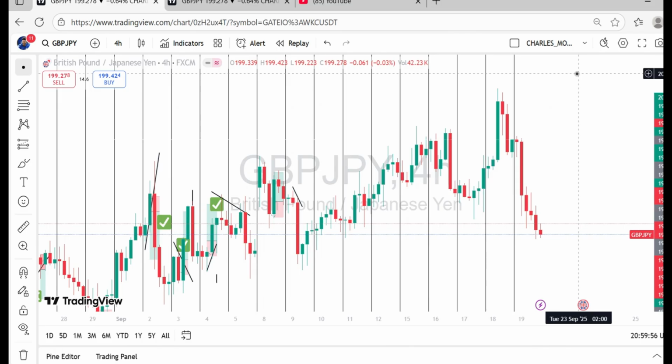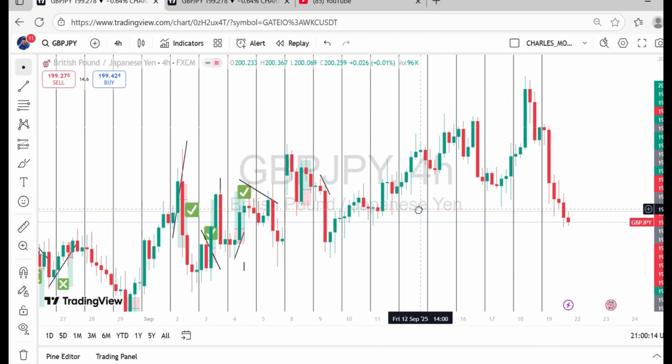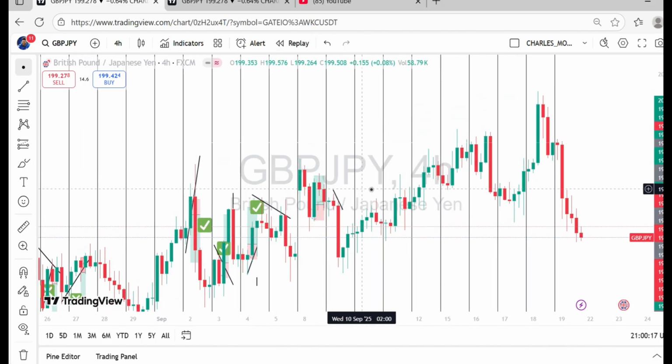So currently on my screen here, you can see we are on the 4 hour time frame. If you look at the top of the chart, we are on a 4 hour time frame. You can see on the screen, this is GBPJPY 4H, which is the 4 hour time frame.